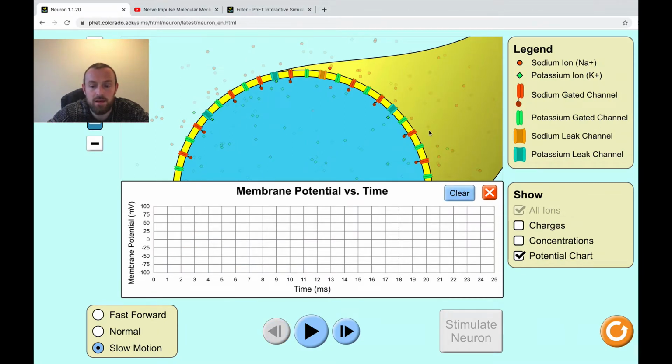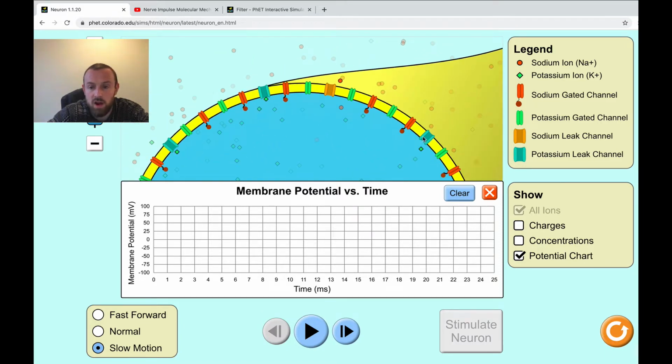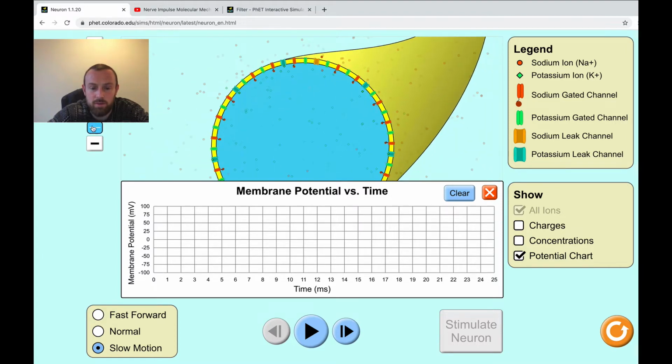So here we have the membrane of an axon, and down here we can see the membrane potential chart. Now, first of all, if we zoom in, we can see the presence of ion channels here. We've got sodium-gated ion channels, we've got potassium-gated channels, and we've got these leak channels. We're mainly going to be focused on the action of the gated channels today. So let's zoom out a little bit, and first of all, just run the simulation and look at how ions move. We're looking at the charges in the membrane, negative on the inside, positive on the outside, and how the charge is changing.